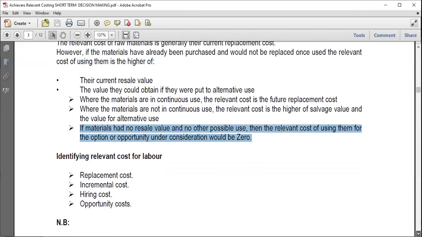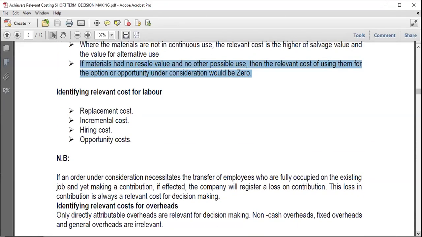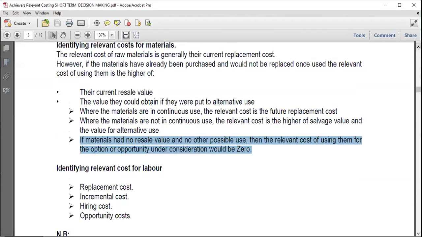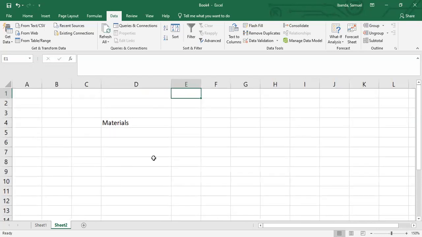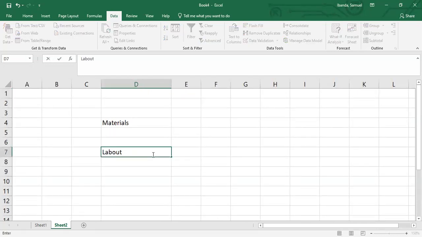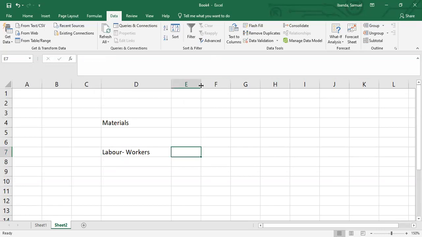Now, that is materials, but I want to give you a scenario for labor. We've tried to understand how materials work. Now I want to give you a scenario for labor. Labor, these are your workers who are going to deliver the contract.